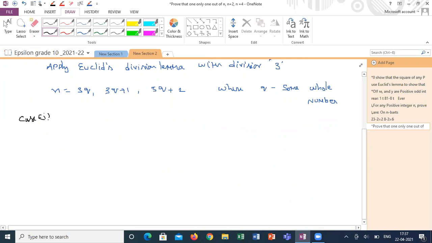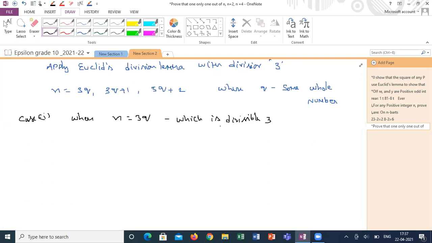Case 1. When n is equal to 3q, this is divisible by 3. So when you prove that n equal to 3q is divisible by 3, compulsorily you have to prove the remaining 2 can't be divisible by 3. How can you prove that the remaining 2 things can't be divisible by 3?